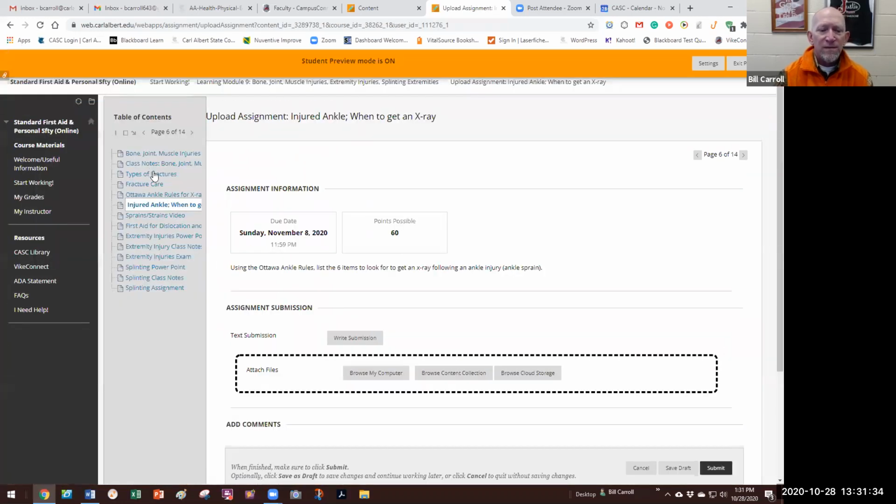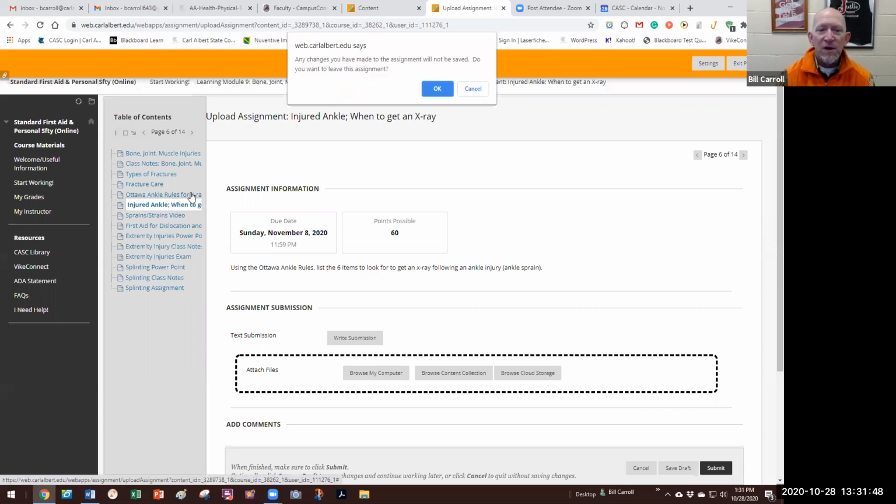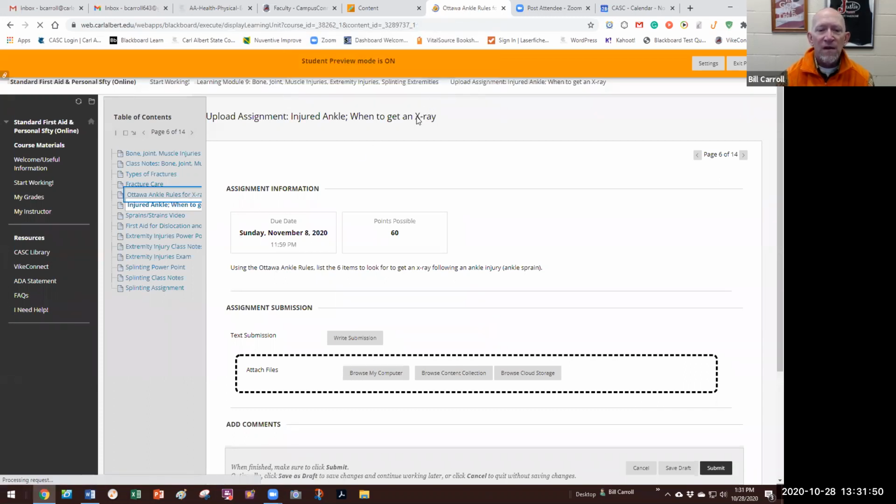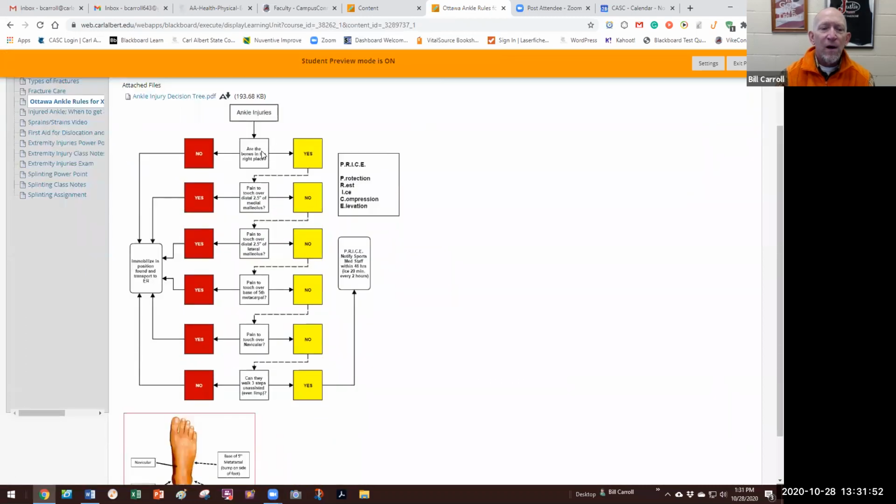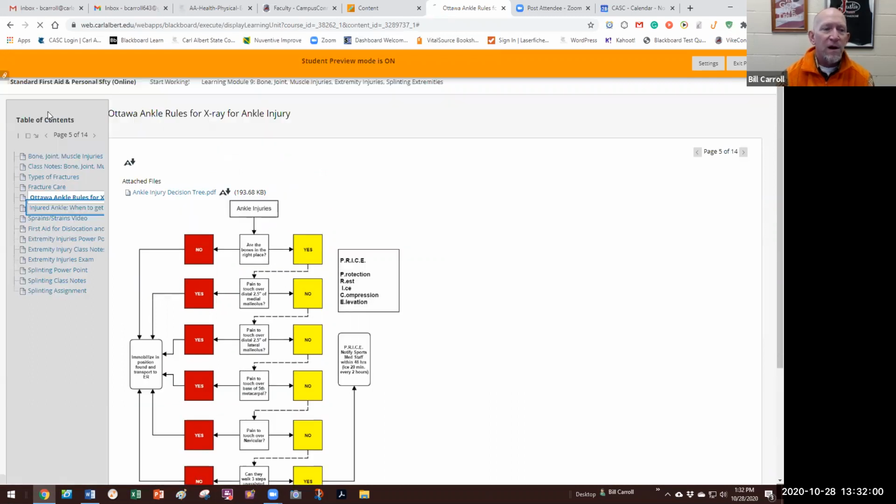Then ankle injury. And this is an assignment using the Ottawa ankle rules, which is the thing we just looked at. List the 6 items to look for to get an X-ray following ankle injury, ankle sprain. Let me back up, show you that again. 1, 2, 3, 4, 5, 6. You're welcome. There's your answer.